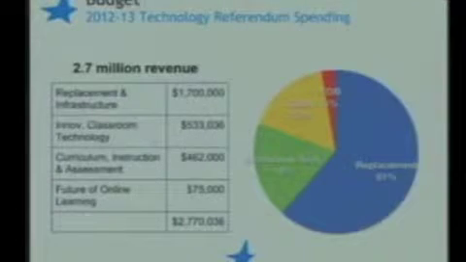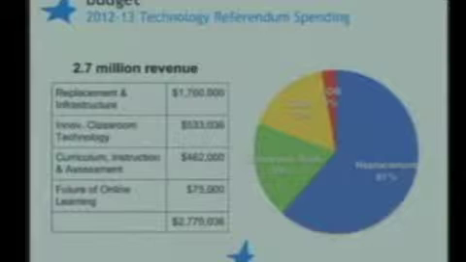That's a 1 in 10 year project, but of that $2.7 million in revenue, it's divided into these categories: replacement and infrastructure, including all the computers, the projection units, also all of that equipment throughout the district, is $1.7 million. Innovative classroom technology, let me go back a second. When we set budget targets for this fund, we try to target a 2/3, 1/3 mix. We try to limit replacement to 2/3 of this budget so that we can squeeze in as much innovation as we can.